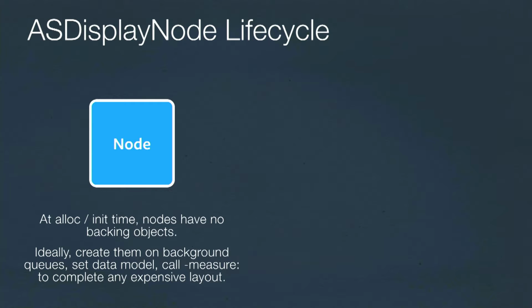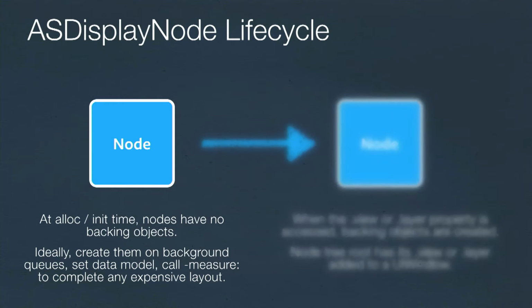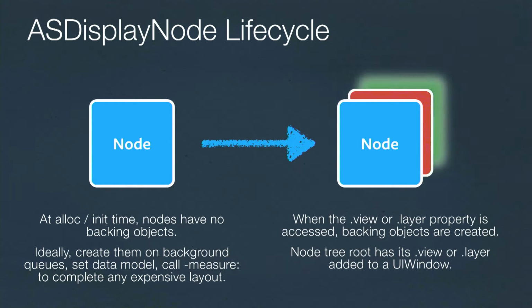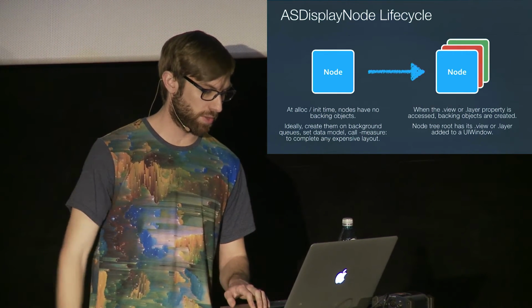So let's look at the life cycle of these objects. When you allocate them, there are no what we call backing objects, views or layers, because it's expected that you're creating these in the background. And it's not possible to allocate views and layers in the background. That does not mean that you have any restrictions on setting view and layer properties, however. At some point, you hand over control of these objects to the main thread, and you might want to add them to a table cell or a UIWindow. Accessing the view or layer property, which should always be done on the main thread, just as accessing any view or layer should be, triggers the creation of these backing objects, and it sort of fills out the tree.